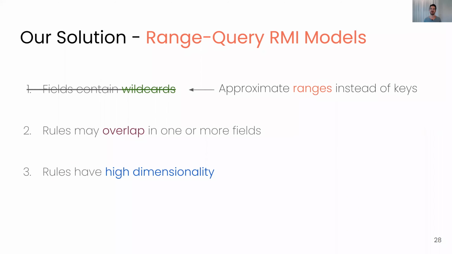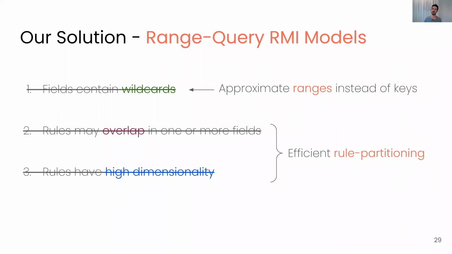We overcome wildcards by approximating range value pairs instead of key value pairs. We overcome overlaps and high dimensionality by using an efficient rule partitioning technique, but most of all, we prove RQRMI correctness and provide the implementation that makes both training and lookup processes efficient and fast.